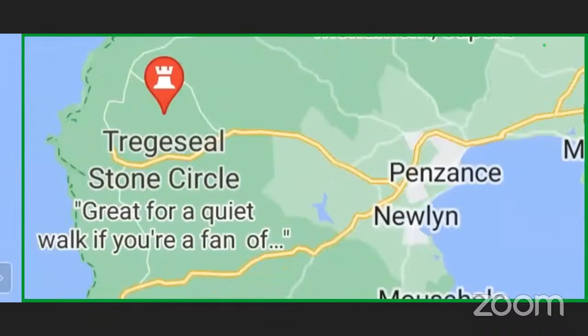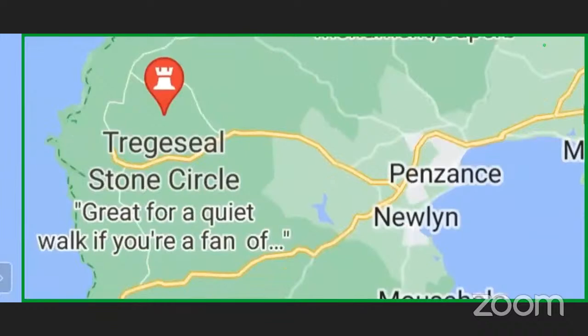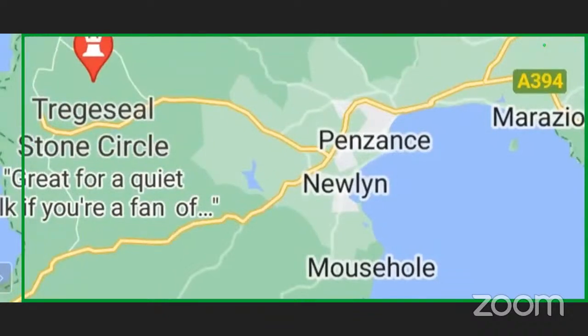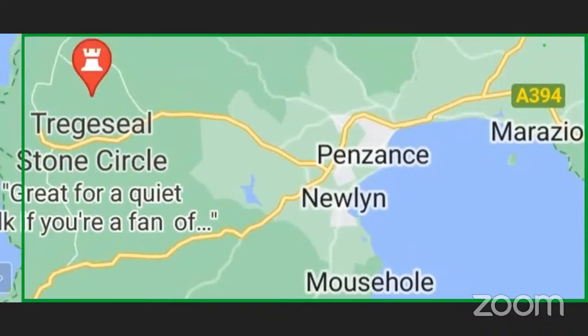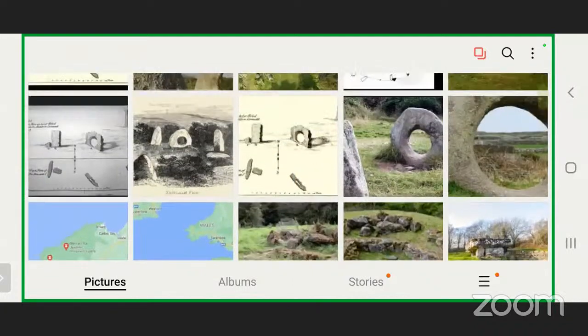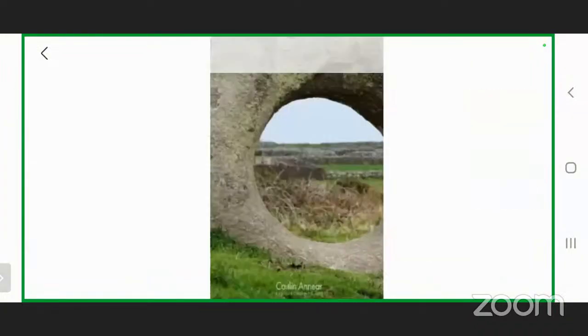If you went to the Tregeseal stone circle, fine, great. There's half a dozen other stone circles in and around the Penzance area, including Nine Maidens, and some really nice stone circle sites, right? But then what you then go to is, voila!